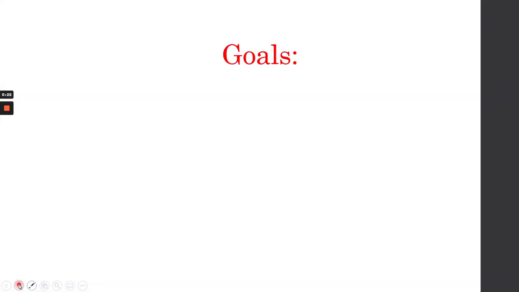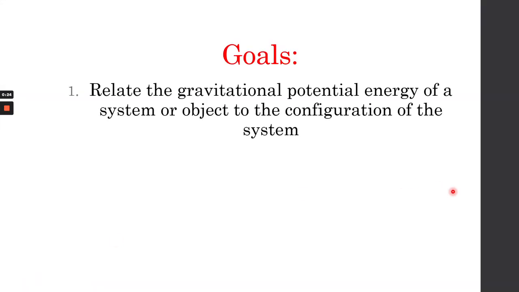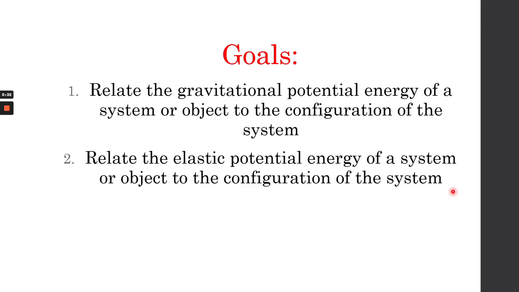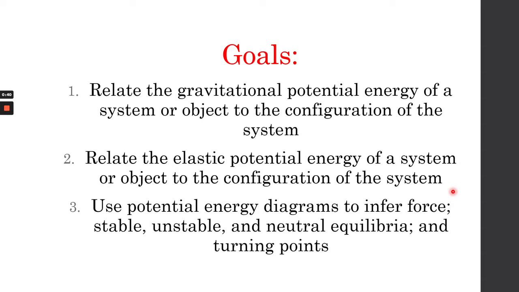So the goal of today's lessons include for you to be able to relate the gravitational potential energy of a system or object to the configuration of the system. Also be able to relate the elastic potential energy of a system or object to the configuration of the system. And lastly, use potential energy diagrams to infer force, stable, unstable, and neutral equilibria and turning points.